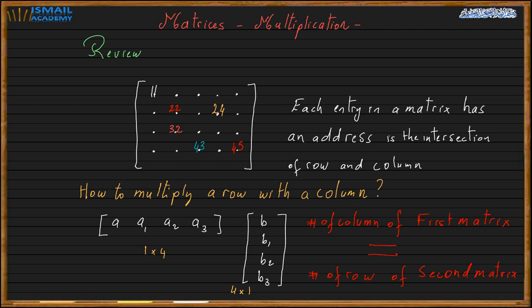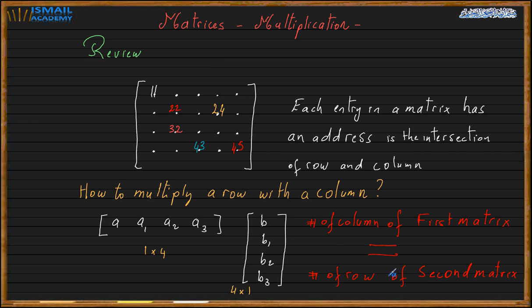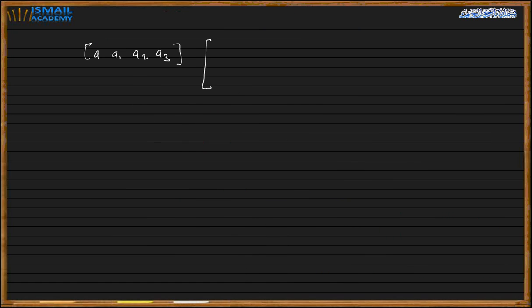So now let's see how we multiply. I have A1, A2, A3. This concept works for 2 by 2, 3 by 3, 2 by 3, 4 by 5, any type of matrices, as long as the number of columns of the first matrix is equal to the number of rows of the second matrix. This is the key. If you don't have that condition, then don't bother yourself doing multiplication. So B1, B2, B3.